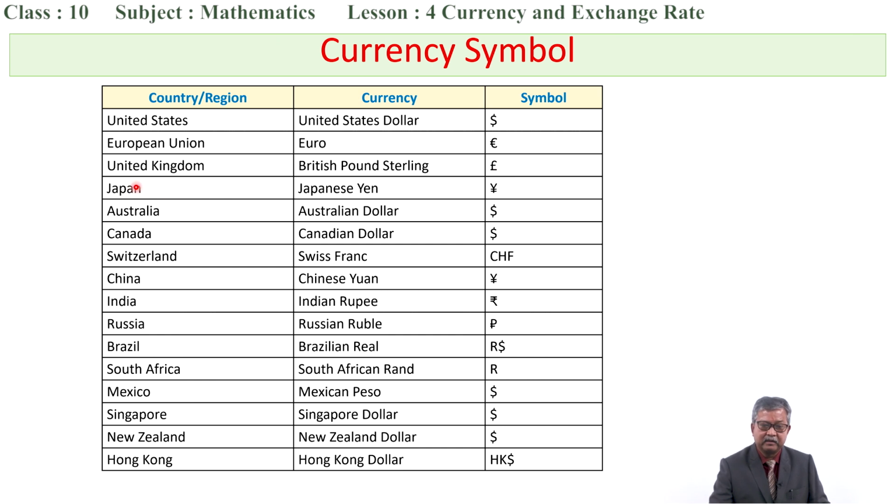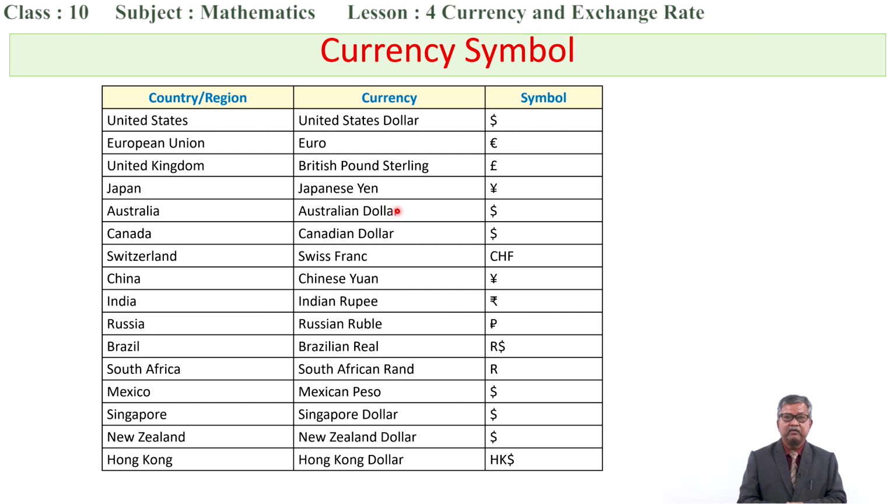Japan: the currency of Japan is called the Japanese yen, and this is the symbol of the Japanese yen. Then Australia: the currency of Australia is called the Australian dollar, and this is the symbol of the Australian dollar. The dollar symbol is the same, but the countries are different.